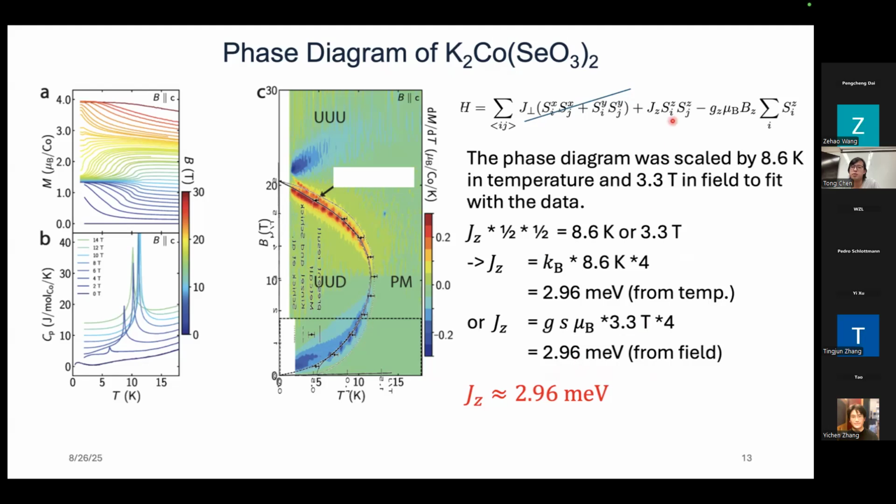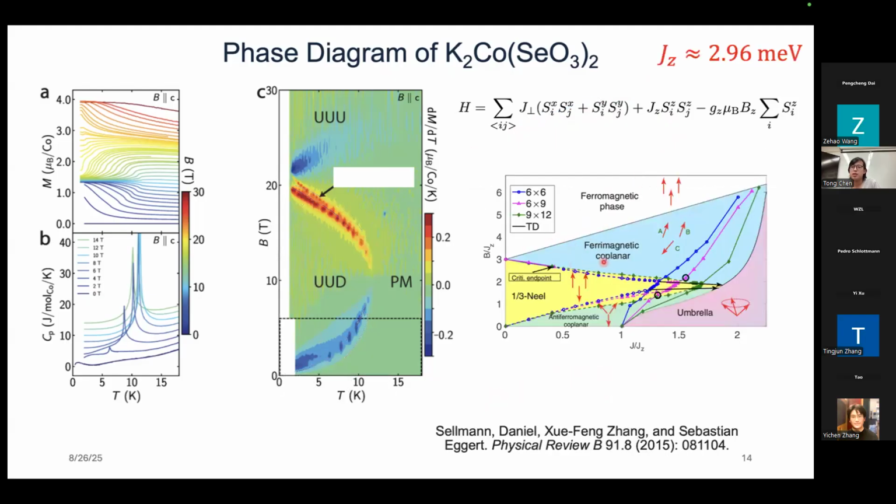So 3 meV for J_z is the leading energy scale for this system, and it should be pretty precise, because the system is very close to the Ising limit. But this is just an estimation of J_z, the leading exchange.